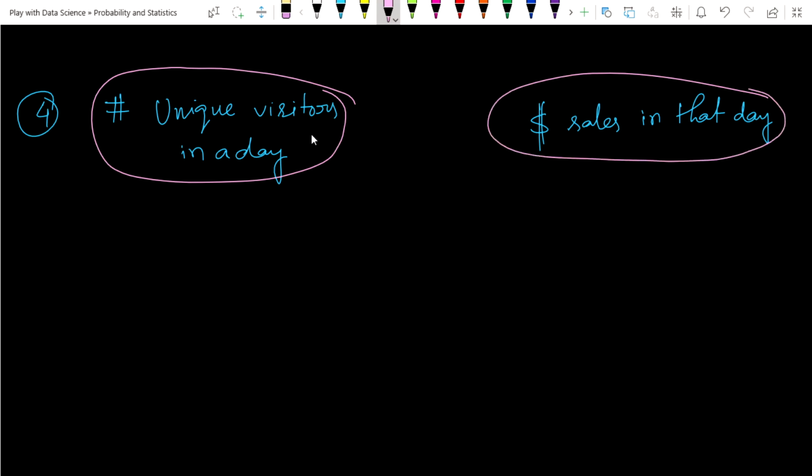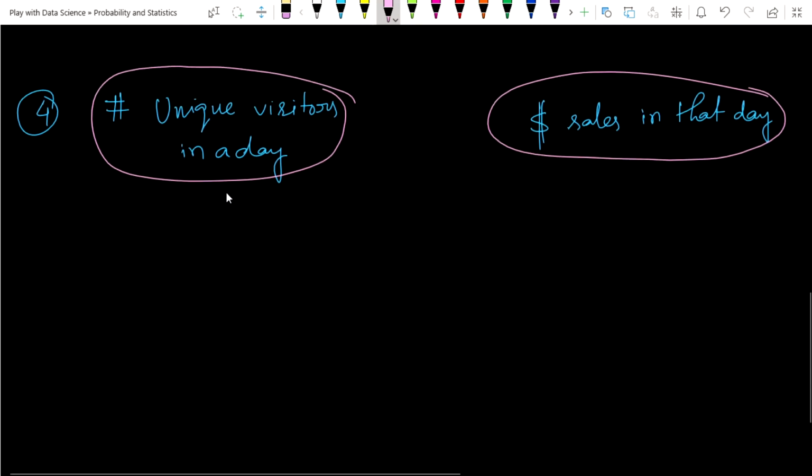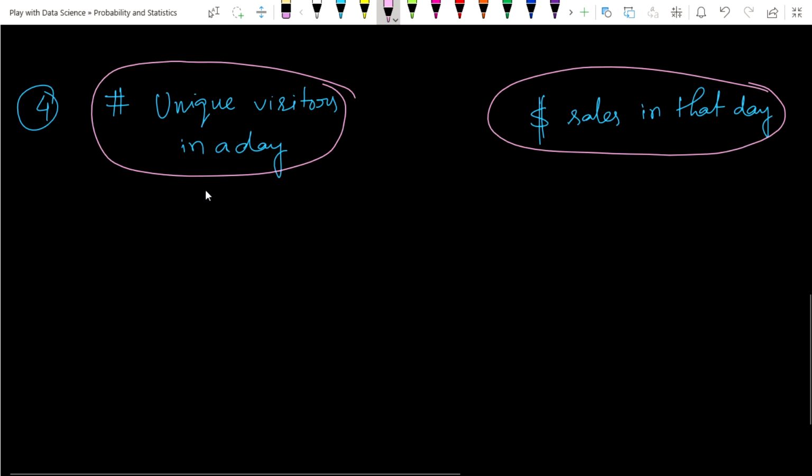So if these two things are related, they build their websites accordingly. Most of the unique visitors come to their websites, and they know about this kind of relation already. If the number of visitors in a day increases, then the number of sales on that particular day also increases. Because of that, they hold the Great Billion Day, the Prime Day.